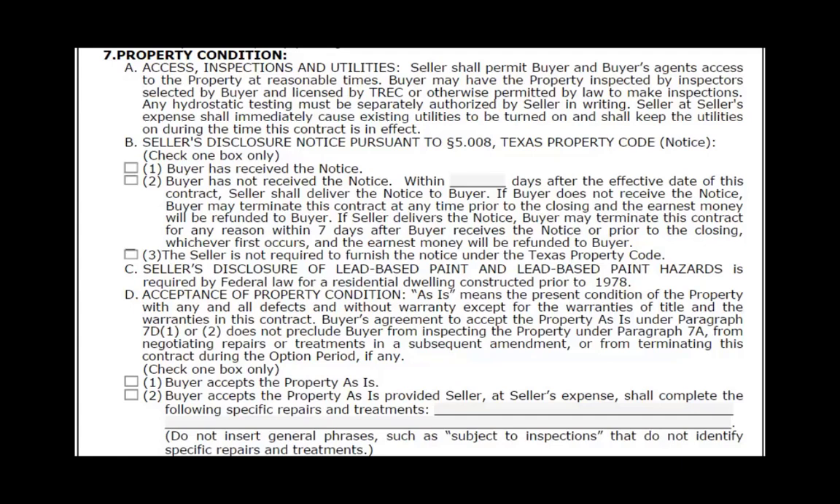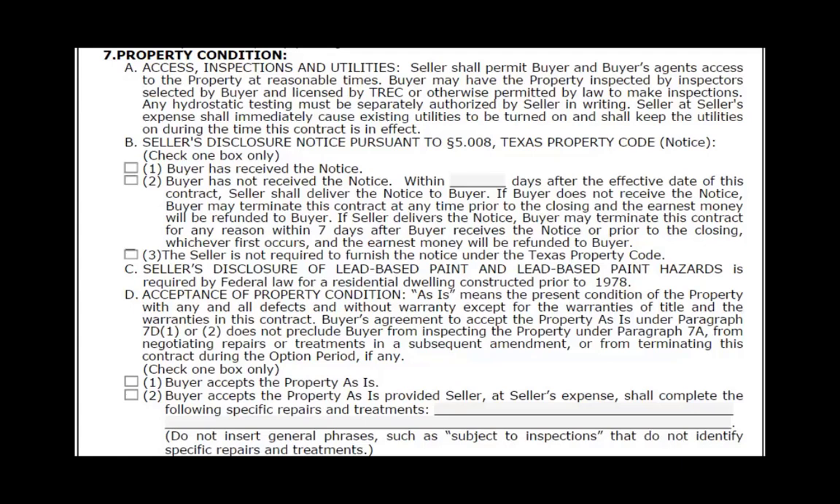The types of repairs that you would list here are not repairs that you would find out about in a home inspection. These would be things that you can naturally observe by walking through the house, like torn up carpet, a broken window, who knows, things like that. But people sometimes get a little nervous about checking the as-is box because they think that it might prevent them from being able to do an inspection.